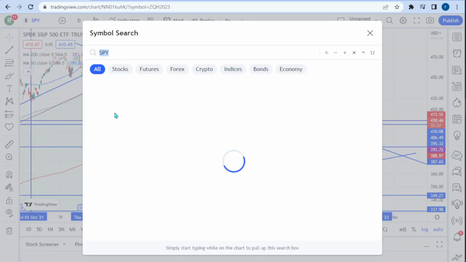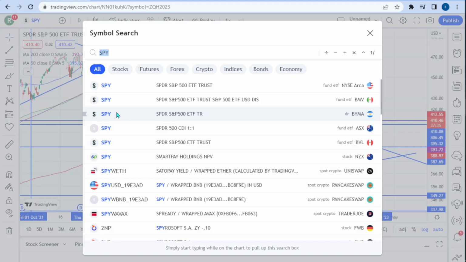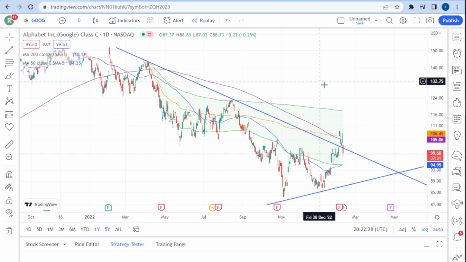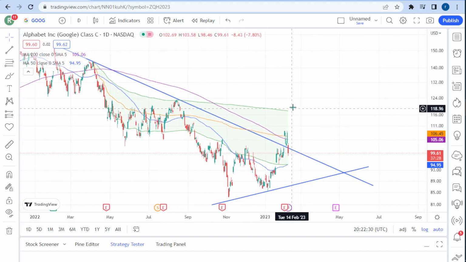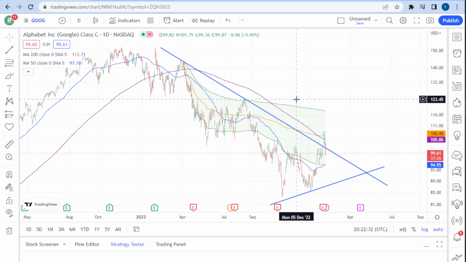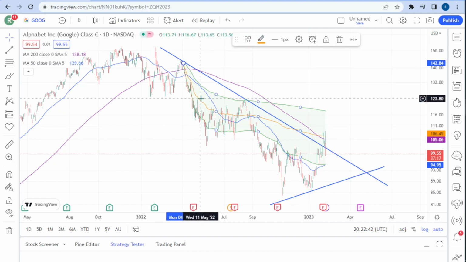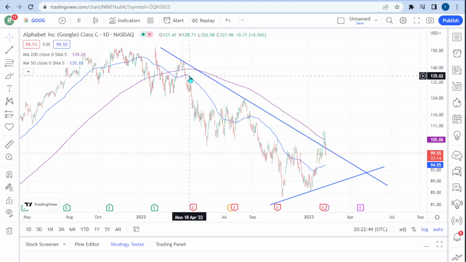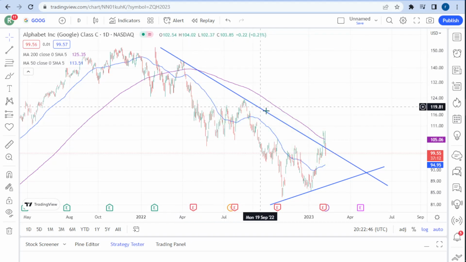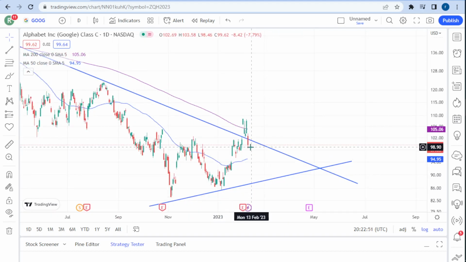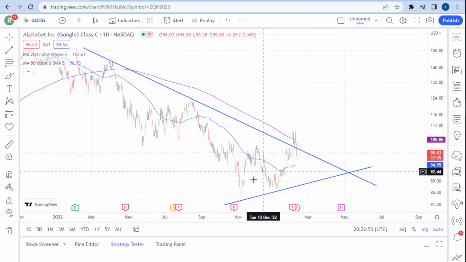Now I do want to show you one last thing before I get off here. I want to look at Google. Now to me, Google's a little bit concerning. Obviously there's some information out about their AI, which is Bard or whatever. But anyway, look at this chart formation. I'm just going to delete this because that's extra noise. So here's what I'm looking at. I'm looking at this downtrend line. We saw this breakout, and now we're right back into this wedge.